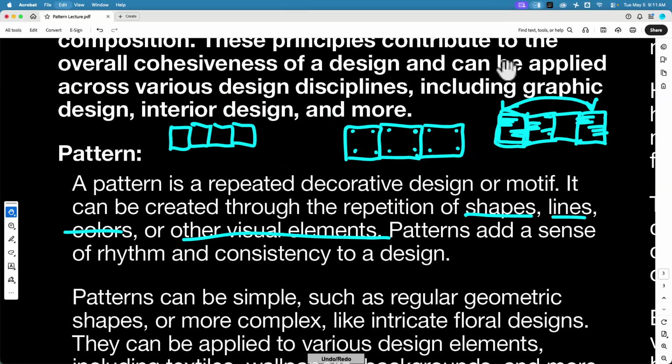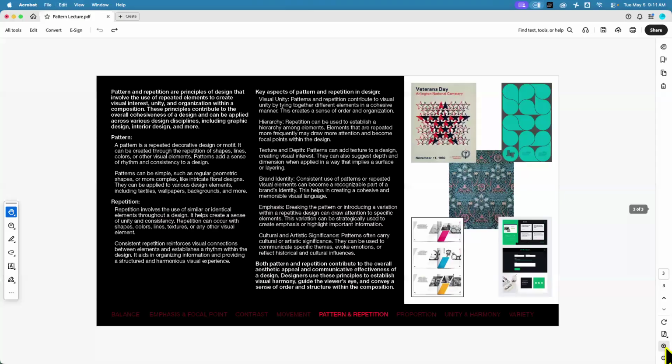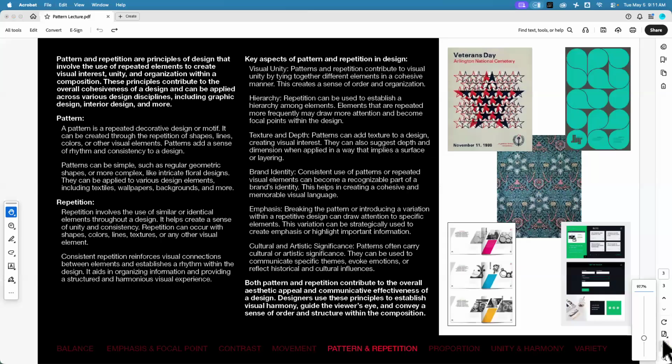The Wayback Machine. Pattern. Here's a pattern. Boop. Just this setup.